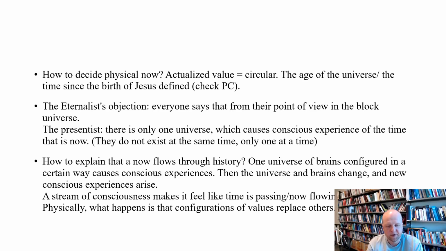There is then this stream of consciousness, different experiences of it being now, and they replace each other and give us this feeling that time is passing, or a now is flowing through history. But physically, what happens is that certain physical configurations of values replace others. Brains in the world are like this now, and we as different humans experience now is now, and then all our brains change, and we get a new experience of now is now. And that's the explanation of why we feel that now is moving or time is passing.